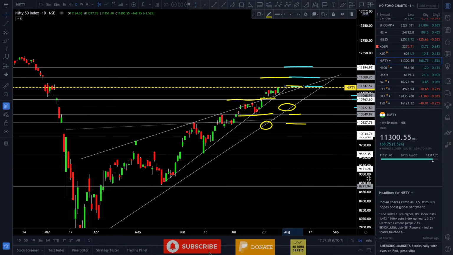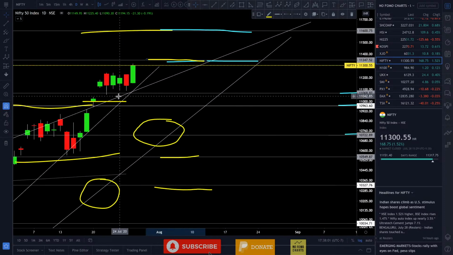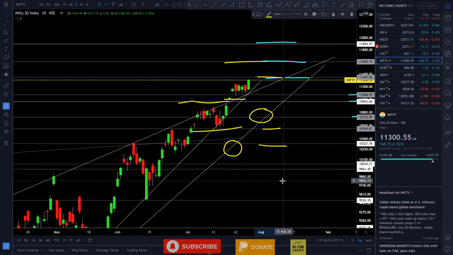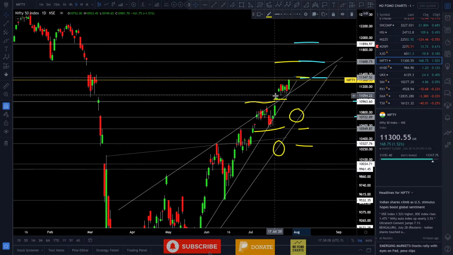See? Testing, let me zoom in. Testing the top of this support, which was the edge of the triangle, and then breaking bullish up to the upside. So I want to see, is that going to hold?